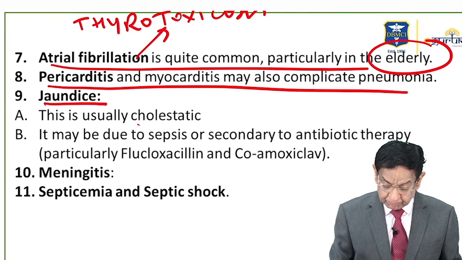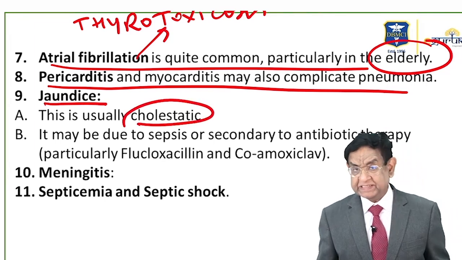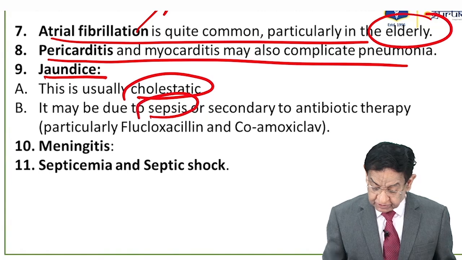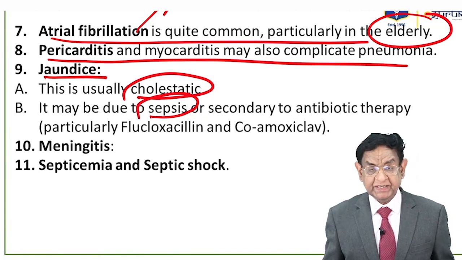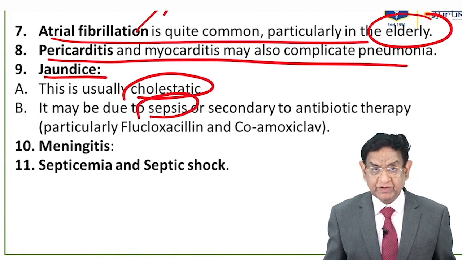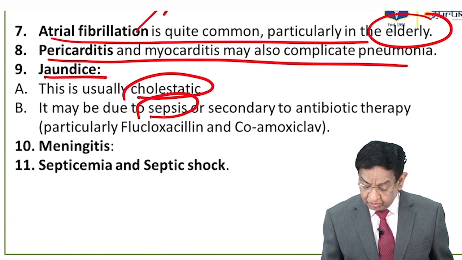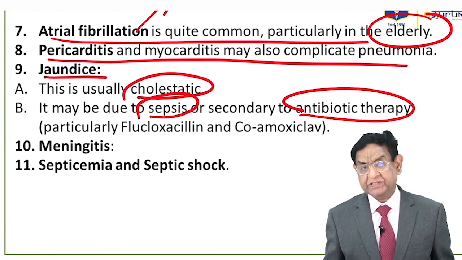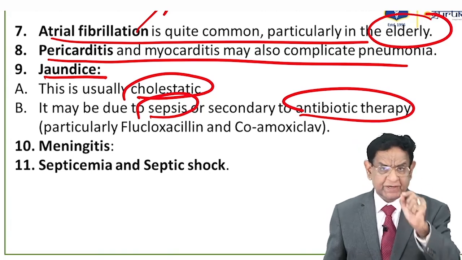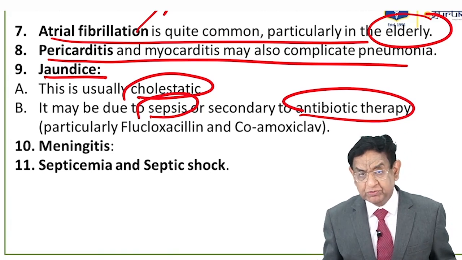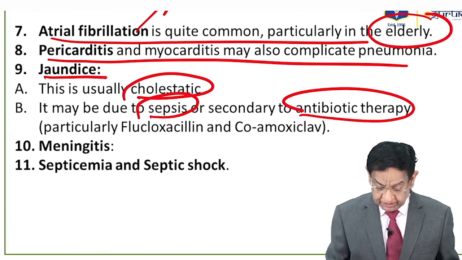Jaundice here is mainly a cholestatic type of jaundice. This is due to sepsis. Septicemia in the body can very well involve the liver and lead to jaundice, or it can be secondary to antibiotic therapy also. This is the point you have to keep in mind. Which antibiotic that we usually use in pneumonia can lead to jaundice?